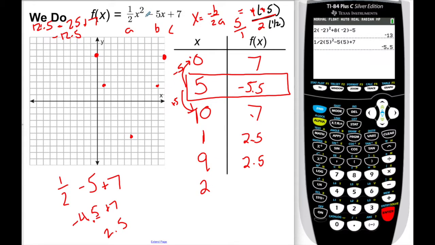So 2 squared is 4. 4 times a half is 2. 2 times -5, that's -10, plus 7. So this is -8 plus 7. It's -1. Let's see. Wait, 2. Yes, 2 squared is 4, 2 minus 10 plus 7.